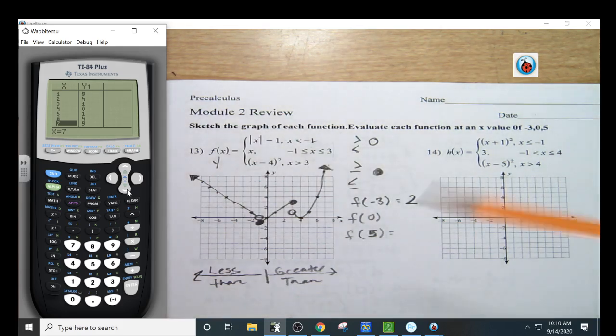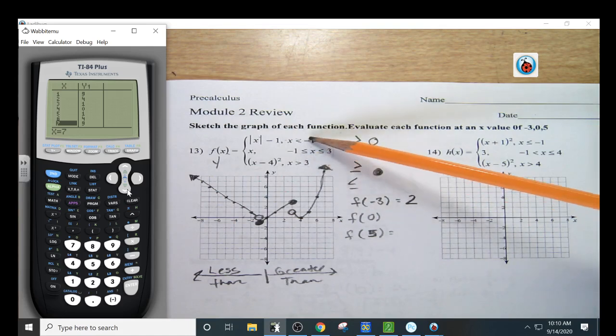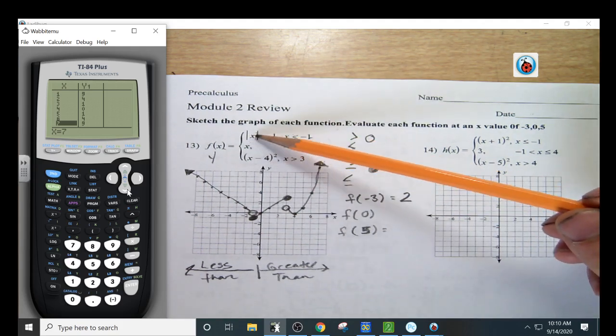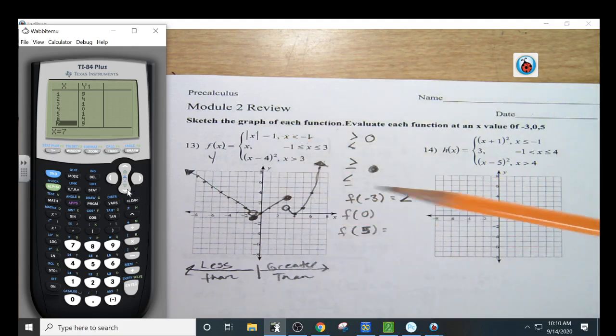Guys, you can also find it in your table. It's in this domain, right? Because negative 3 is less than negative 1, you can plug it in here. And then the absolute value of negative 3 is 3, minus 1 will be 2. You could also do it that way.